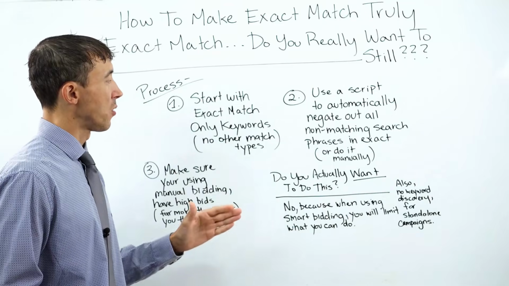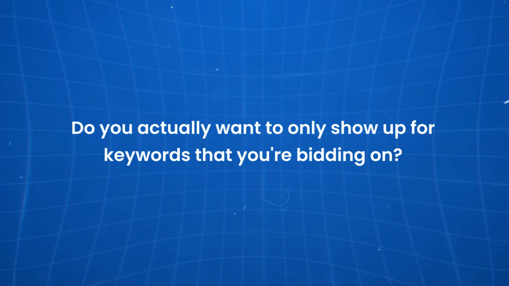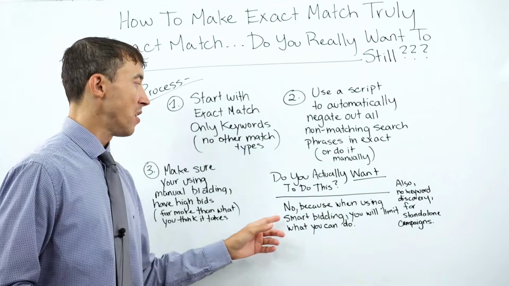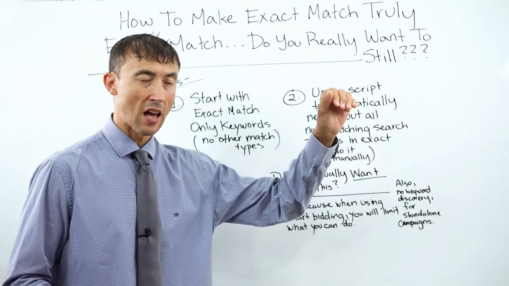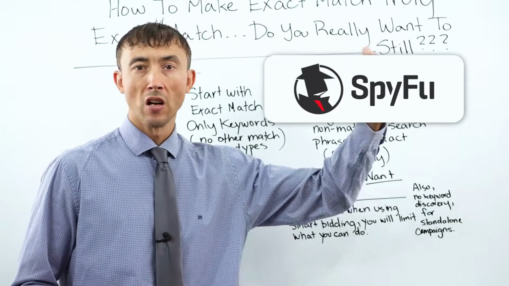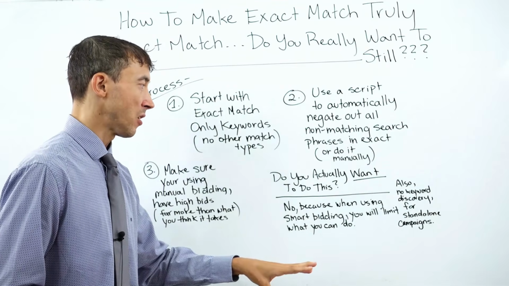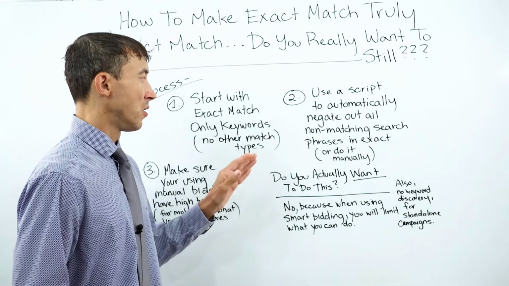Now, the real grand question is, do you actually want to only show up for keywords that you're bidding on and not anything else? Well, there are 2 other major considerations before you run out and do this. Number 1 is you usually don't want to just stick to the keywords you think you've initially mined, that you looked up in Google's Keyword Planner, on SpyFu, on SEMrush. You think you found all the keywords in your niche, but I don't care how good you think you are at keyword research, you will not be able to find the rest of the keywords in your market that you should also be individually bidding on.